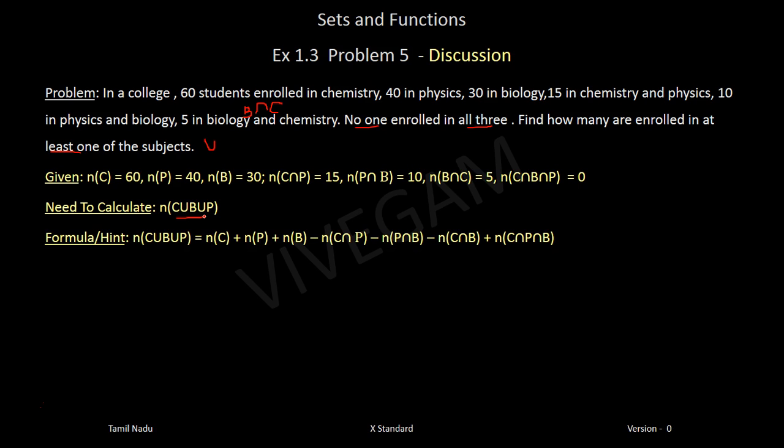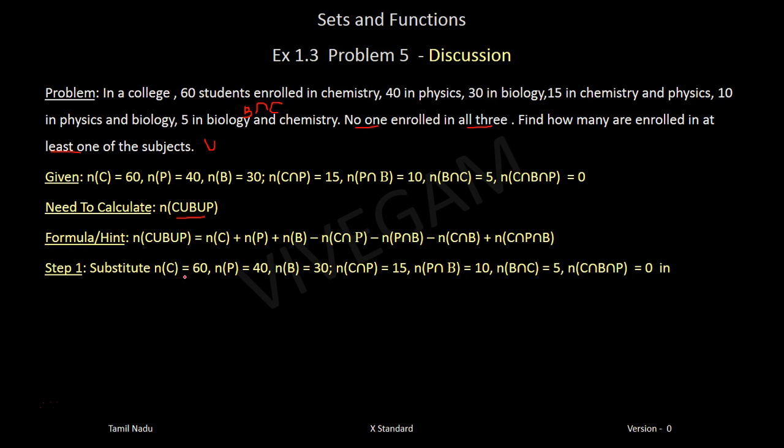Okay, and we know the formula for the cardinal value for the union of three sets. We know that n of C union B union P is n of C plus n of P plus n of B minus n of C intersection P minus n of P intersection B minus n of C intersection B plus n of C intersection P intersection B. Okay.